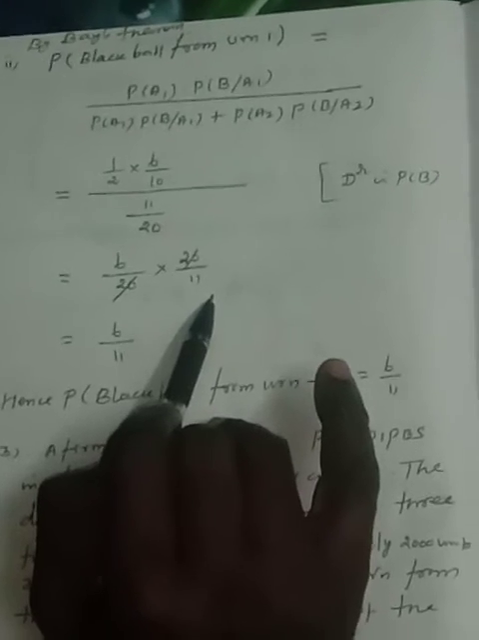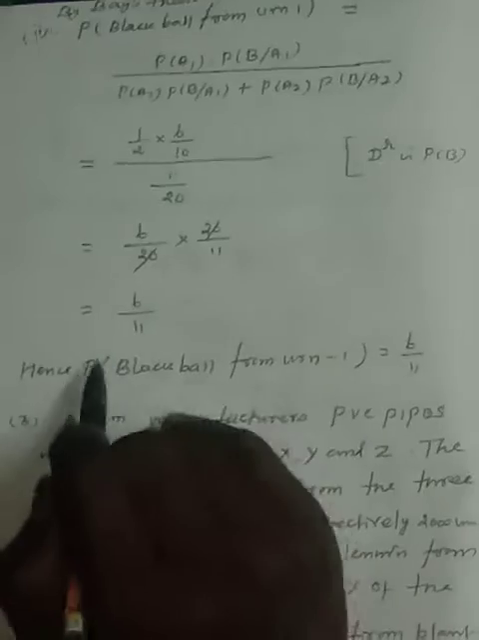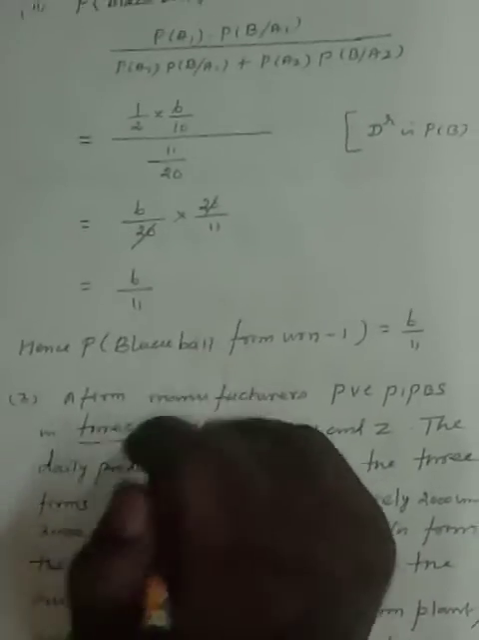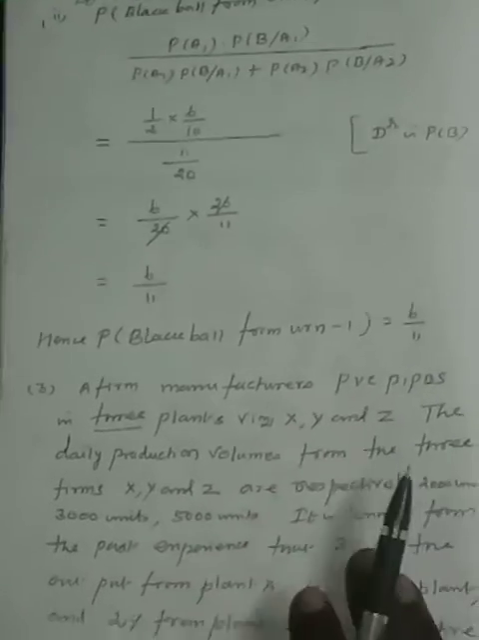Cross multiplying we get, now interchange numerator and denominator of the denominator. Okay, 6 divided by 11 is the answer. Hence the probability of black ball from urn number 1 is equal to 6 by 11.